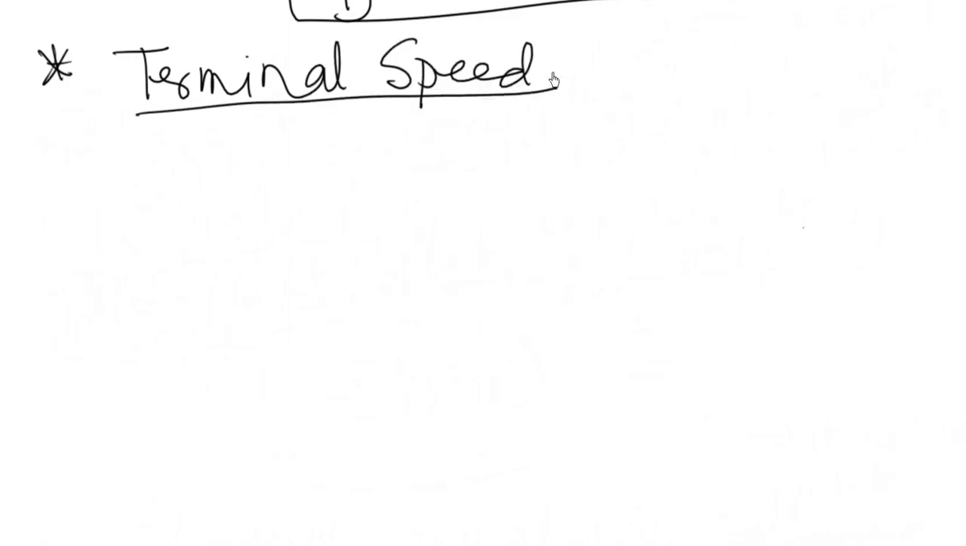Okay, our final topic is what is terminal speed and the expression for terminal speed. An object falling through a fluid eventually reaches a speed where the force pulling it in one direction is balanced by the opposing drag force. The net force on the object is zero. It no longer accelerates and continues to move at a constant speed called its terminal speed.